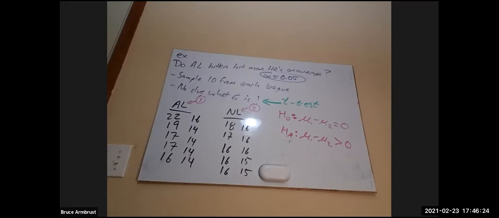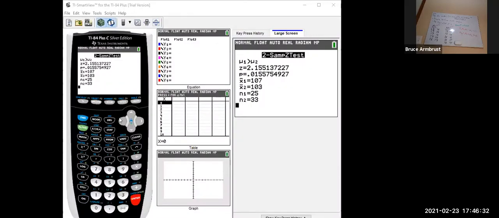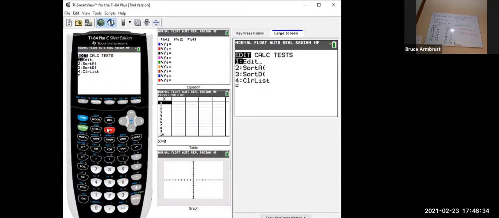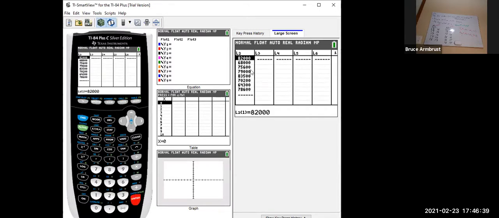So I'm going to share my calculator again. And let me show you the process here. Now, this is one where we are going to have to put in data. So let's go to stat. Let's edit. And I'm actually going to put these into different lists. So maybe calculator doesn't get mad at me. Okay, so we'll make list 3 here be the American League number.